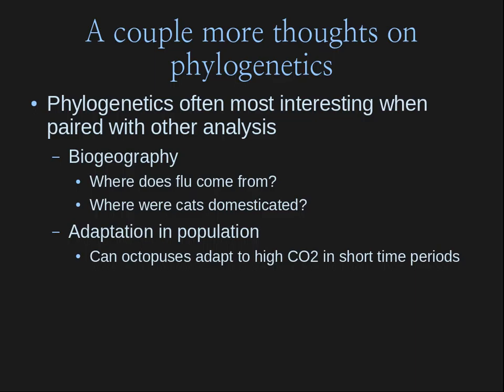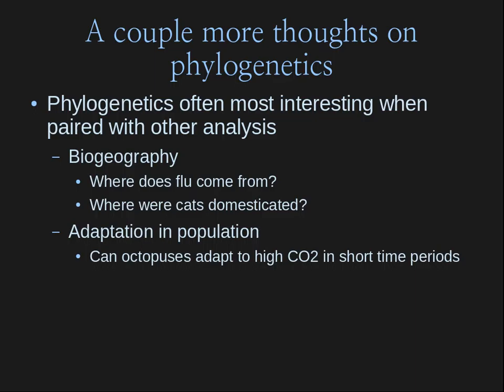We can also look at adaptations in populations using phylogenetics. One thing I will be doing, hopefully, I'm hoping to submit some grants for this, is asking: can octopuses adapt to high CO2 in a short period of time, like in individual lifetimes or in a couple generations, or does this take long generations to adapt to it? Because it turns out that the octopuses in Puget Sound are really well adapted to high CO2 because they've been living in there forever. But if I took another octopus and put it there, could it adapt in a couple generations?